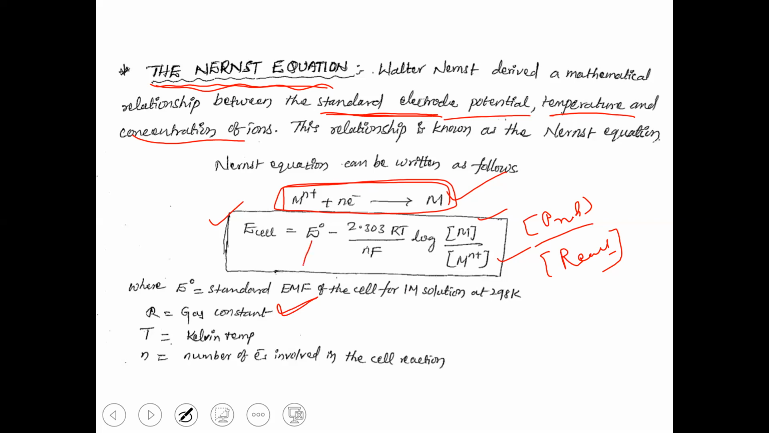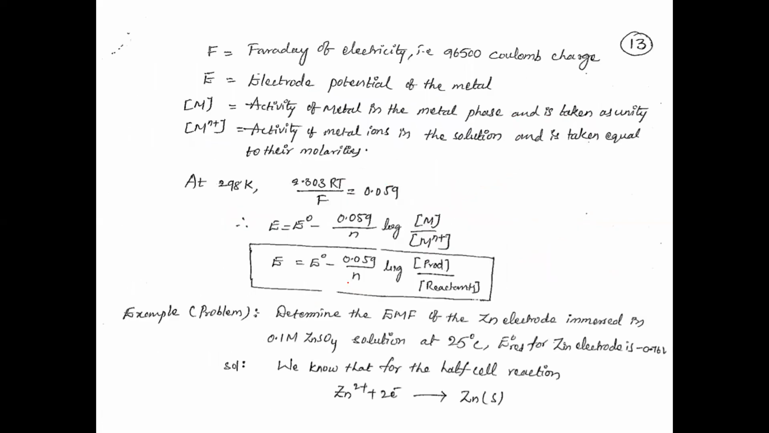In that, E naught means standard EMF. R means gas constant. T means Kelvin temperature. N means the number of electrons involved in the cell reaction. And what is the F? F means it is a Faraday of electricity. Faraday of electricity, that is 96,500 coulombs.